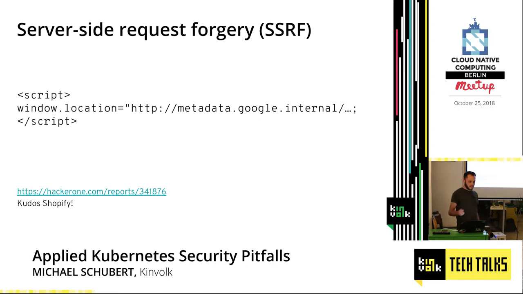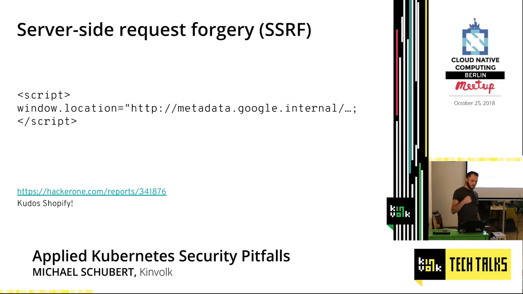It's really nice that they have this report openly on HackerOne. I recommend you all to read it because it's a very detailed write-up of what happened. And the gist is that they have some feature. You can create a store on Shopify, and you can upload a bunch of configuration files. And in one of the files, you can also put some HTML. So somebody had the idea, why not put the address of the Google metadata service there?